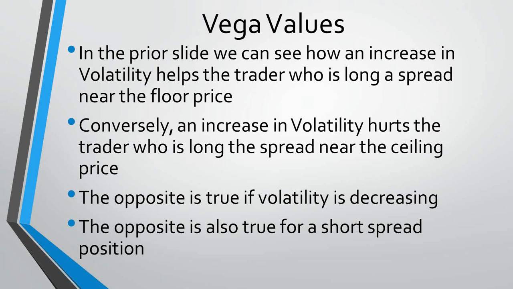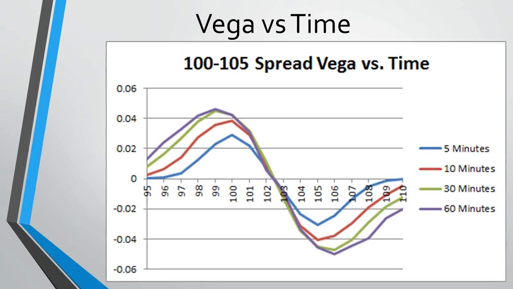So in the prior slide, we can see how an increase in volatility helps the trader who is long a spread near the floor price. Conversely, an increase in volatility hurts the trader who is long the spread near the ceiling price. The opposite is true if volatility is decreasing, and the opposite is also true for a short spread position.